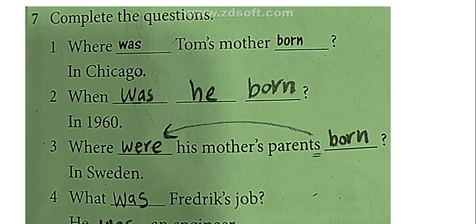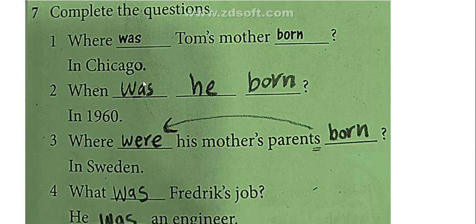Complete the questions. Here we should put was born in the form of a question. Where was Tom's mother born? Here in the question we put was, the helping verb was or verb to be, after the WH question word and before the subject in order to change the simple sentence into question form. So we say, where was Tom's mother born?